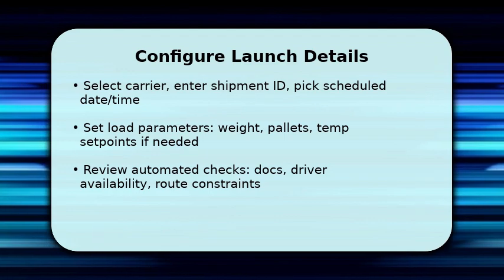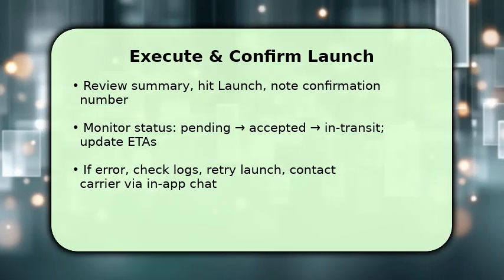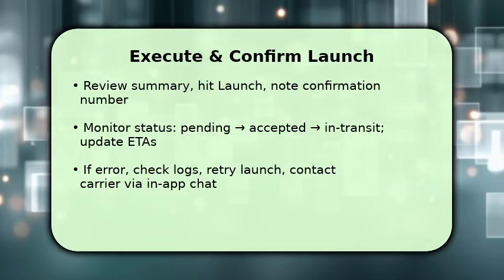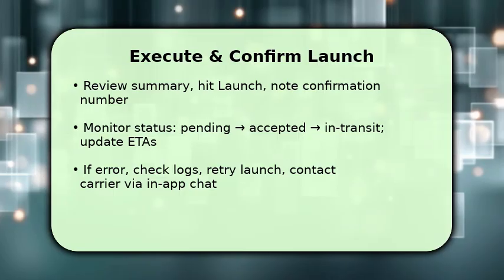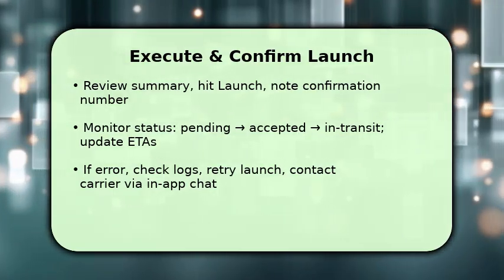You finish by reviewing the launch summary carefully, then press launch and copy the confirmation number for tracking. Watch the status flow from pending to accepted to in transit, updating ETA as needed and using in-app updates to keep stakeholders informed. If the launch fails, check the detailed error log.